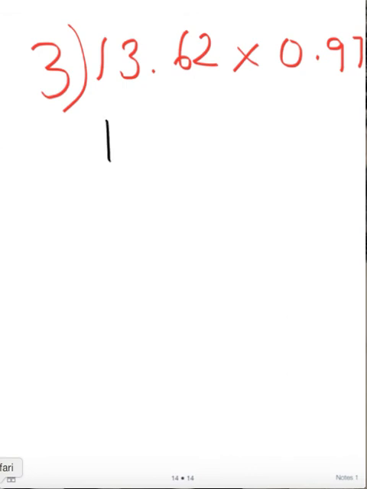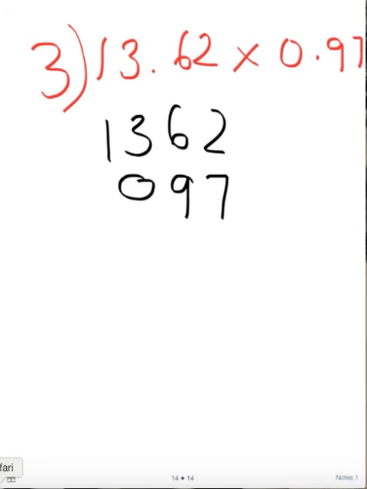So let's write this without a decimal. So I've got 1362, and now it's 1362. And then that one over there, if I ignore the decimal, I end up with 97. You don't need to leave the 0 there because 0 in front of 97, we don't need it there. And it'll just confuse you. All right, and let's set this up.